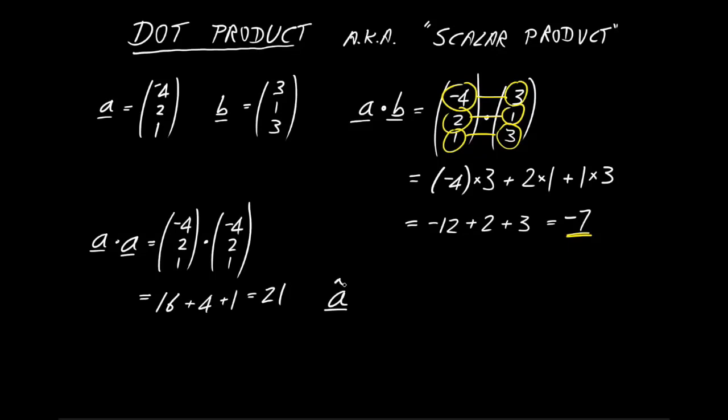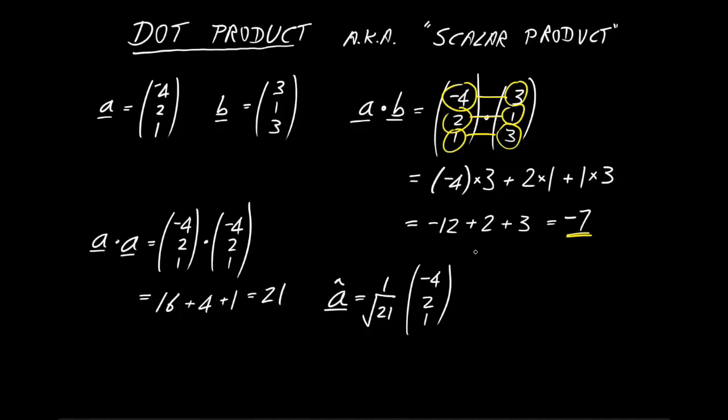Now, I want to introduce a second vector called A hat. It's related to A just by scaling it. And we're going to scale it by 1 over the square root of the earlier dot product with itself. So 1 over square root 21. And then just minus 4, 2, 1 as before. So that's just a scaled version of A.